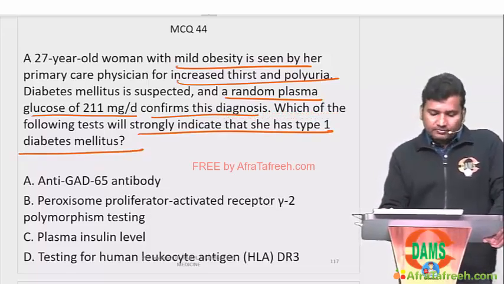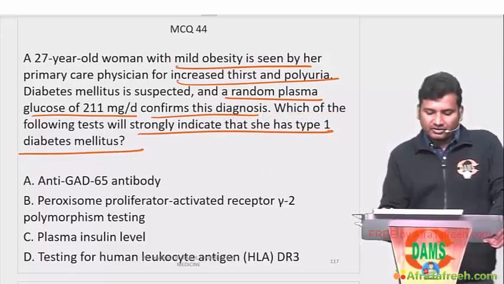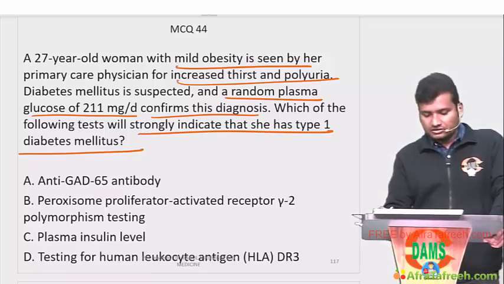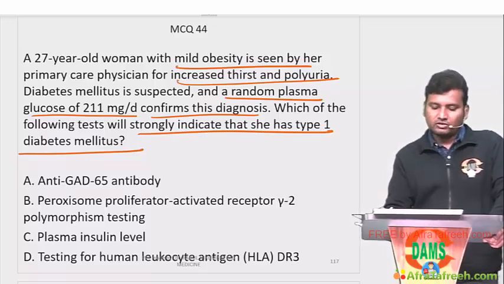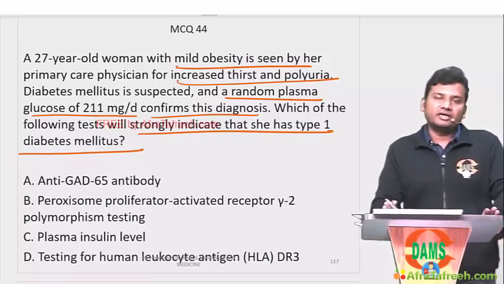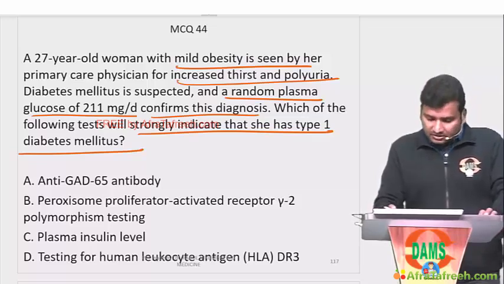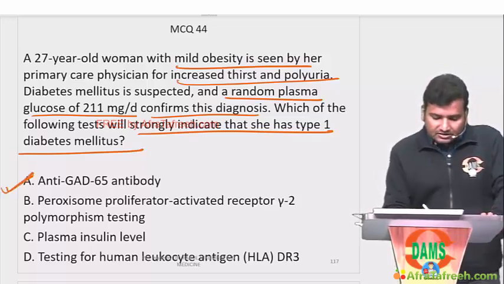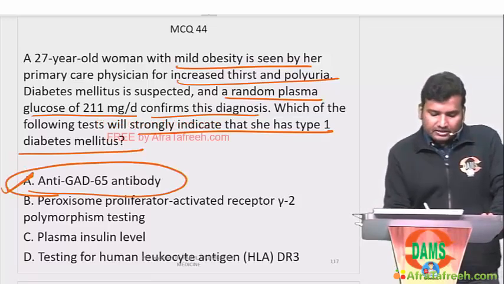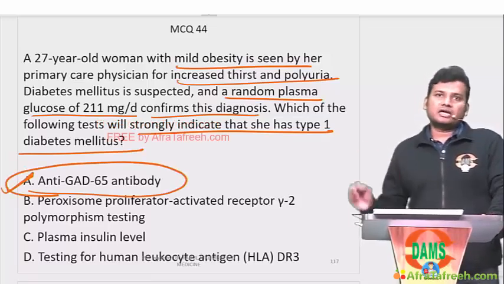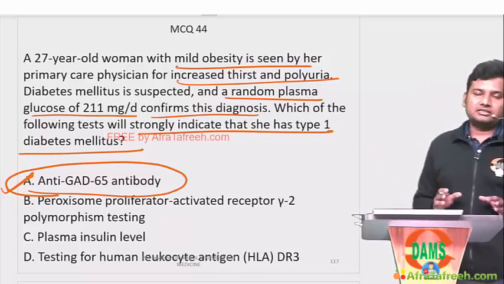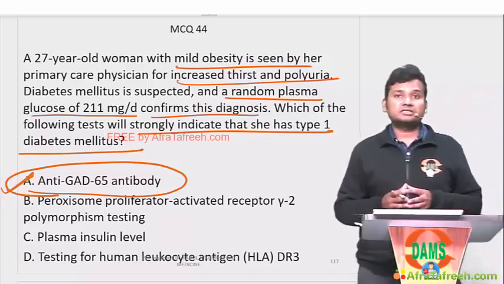Anti-GAD65 antibody, peroxisome proliferator activated receptor gamma 2 polymorphism testing, plasma insulin level, or testing for human leukocyte antigen. A very simple MCQ from our notes from Harrison. Anti-GAD65 antibody. It is the only commercial test available for type 1 diabetes. It is the only antibody which is commercially available.